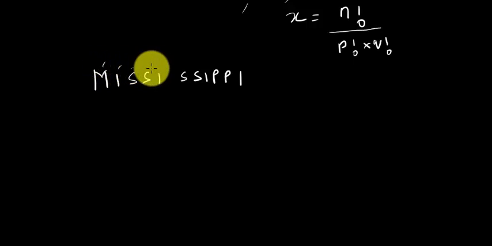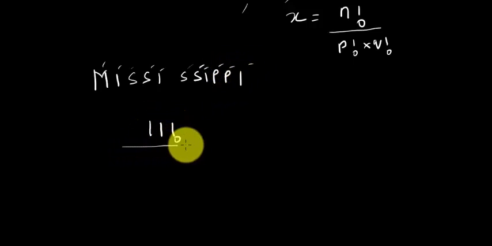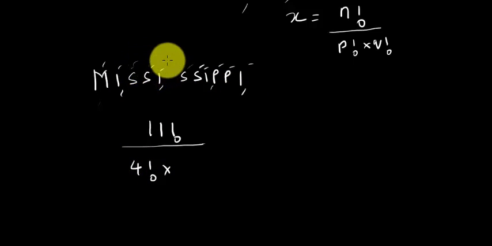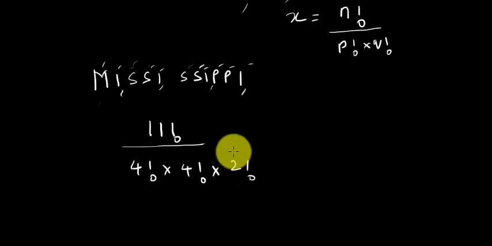So 1, 2, 3, 4, 5, 6, 7, 8, 9, 10, and 11. So that's 11 factorial, but divided by how many times is M repeating? None. Okay, just one of them. How many times is I repeating? 1, 2, 3, 4. 4 factorial. Into how many times is S repeating? 1, 2, 3, 4. That's again a 4 factorial. Into, and how many times is P repeating? 2 factorial.